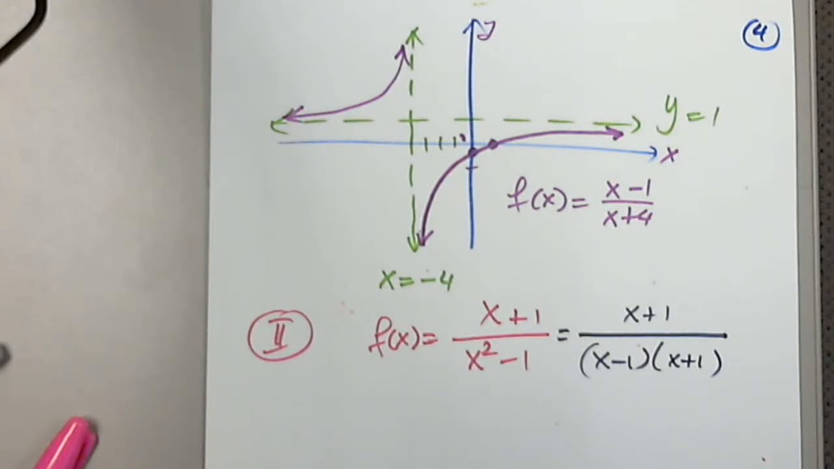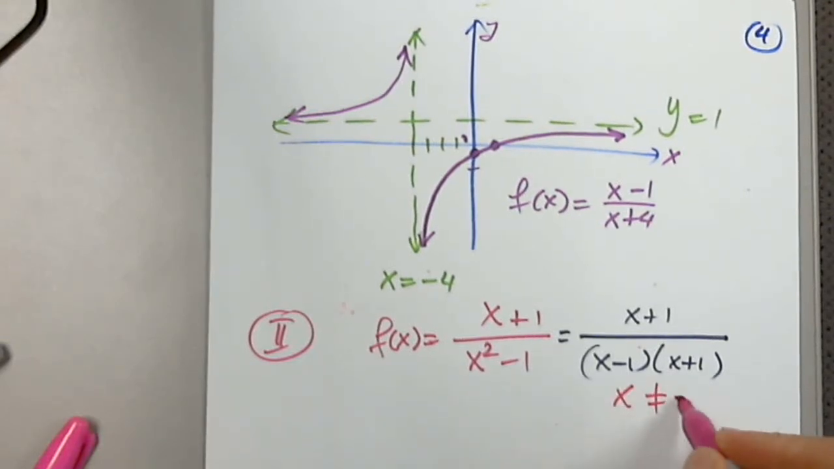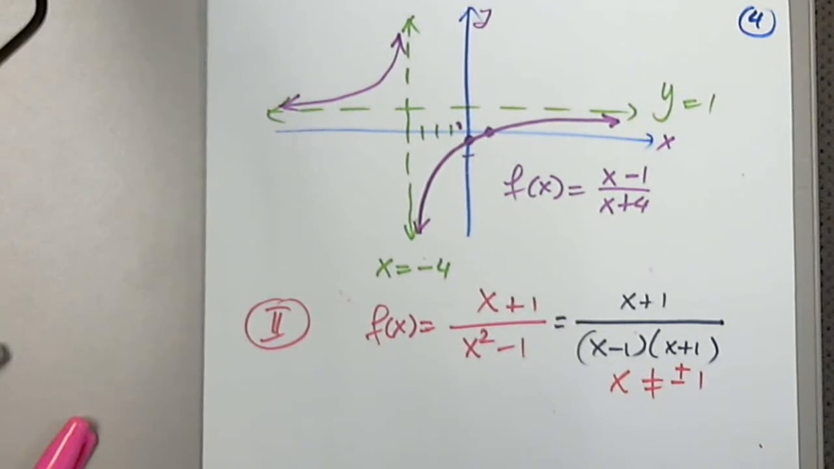How many restrictions do I have to state? Remember, I cannot touch it before I state restrictions. So what do I have to state first? It cannot equal 1 and -1. Very good. So x cannot be plus or minus 1.